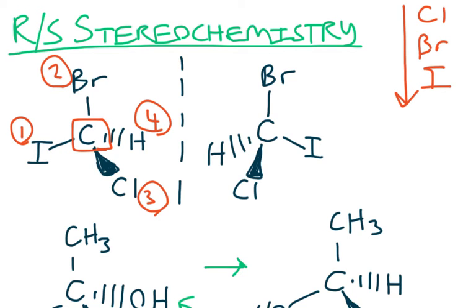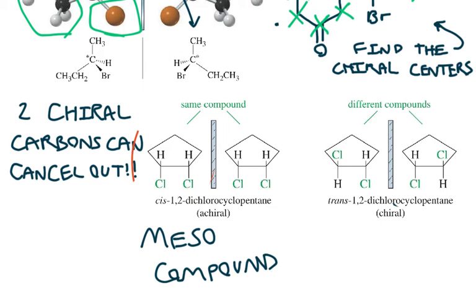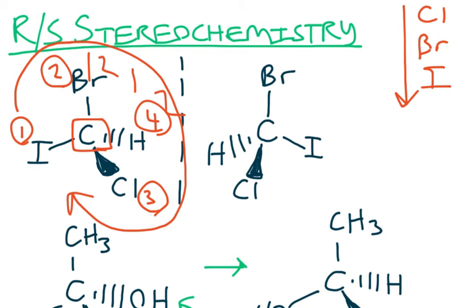The next step is that we are going to draw a little line from 1 to 2 to 3, and not to 4, because 4 is in the back. And we are saying that we are in the same plane. Now we look at this line and ask ourselves, is it clockwise or counterclockwise? In this case, it's clockwise, because if it were a clock, it would go 12, 1, 2, etc. Now, when it's clockwise, we are going to term this isomer R.